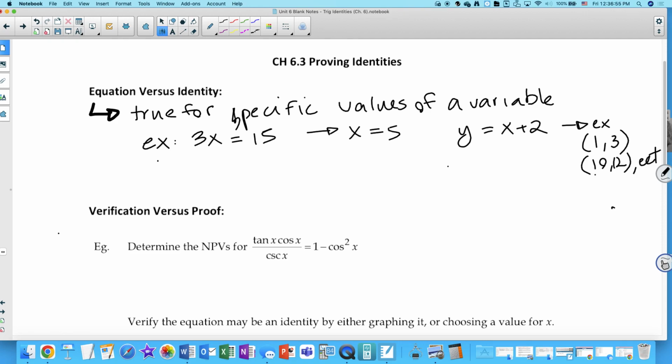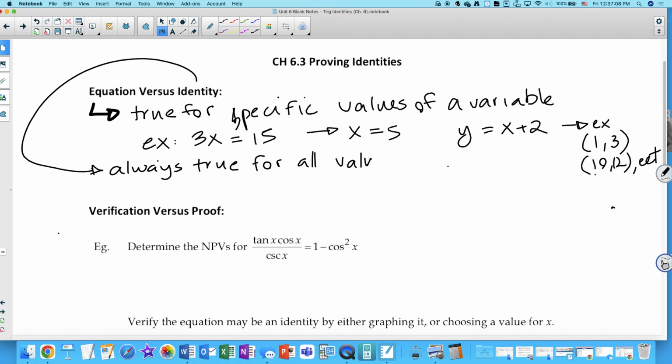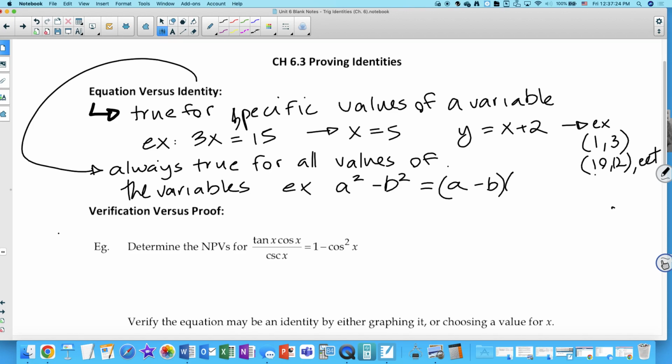Okay? An identity is always true for all values of the variables. So for example, let's say we take a difference of squares. A squared minus b squared is always a minus b times a plus b. Or you could switch those two around, but you'd get the same result. So that is an example of an identity.